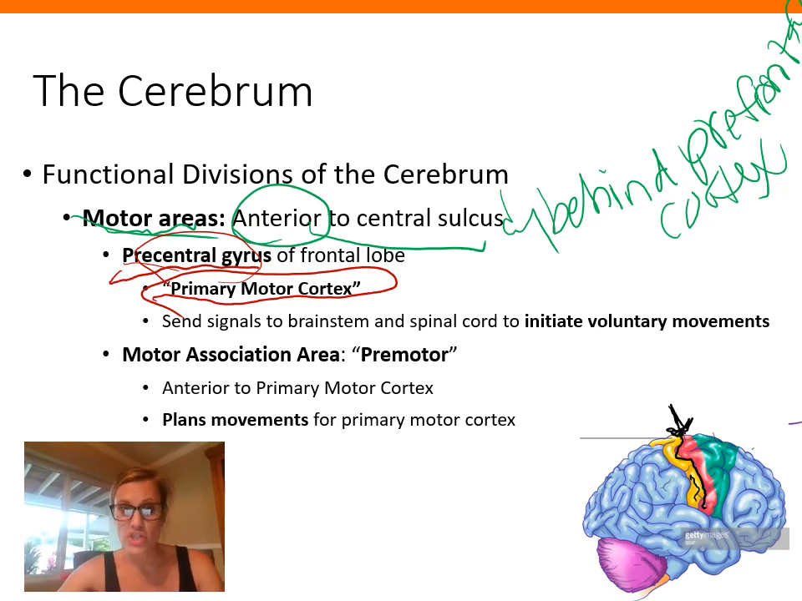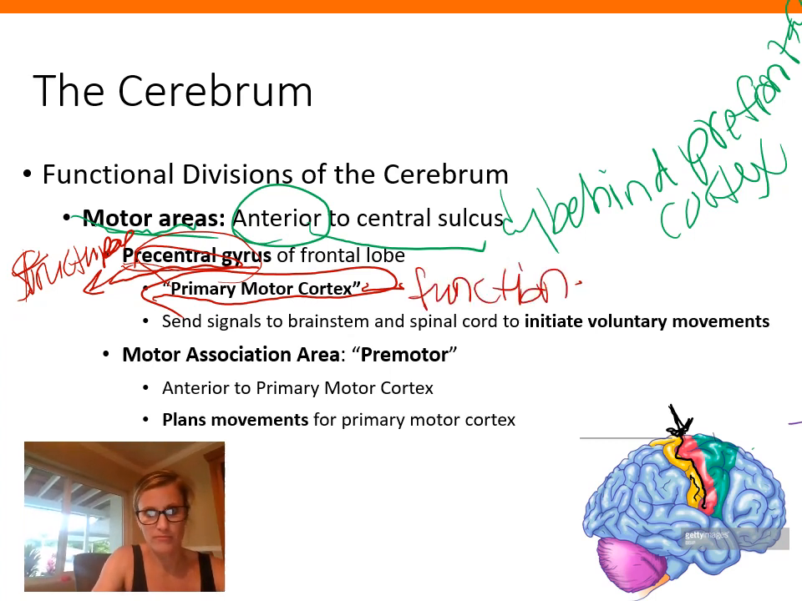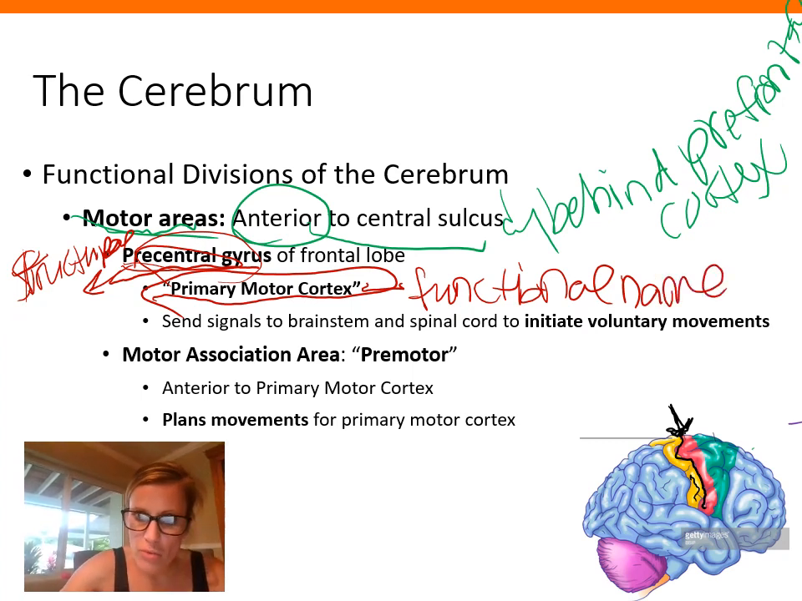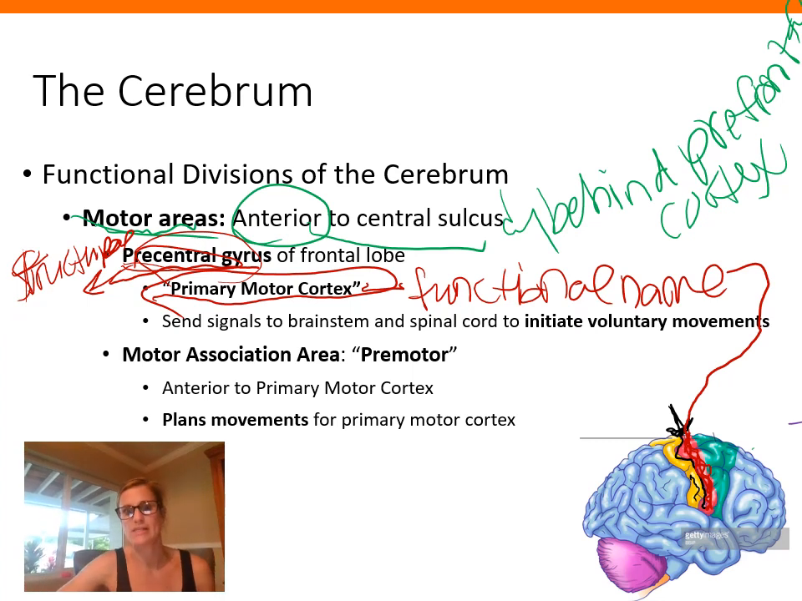This precentral gyrus is where the primary motor cortex is located. So calling it the precentral gyrus, that would be its structural name. The primary motor cortex would be its functional name. So the primary motor cortex is this area in red right here. That whole gyrus in front of the central sulcus is called the primary motor cortex.